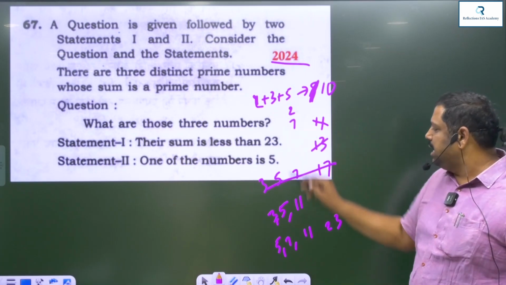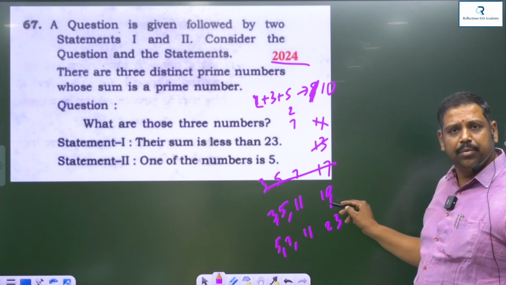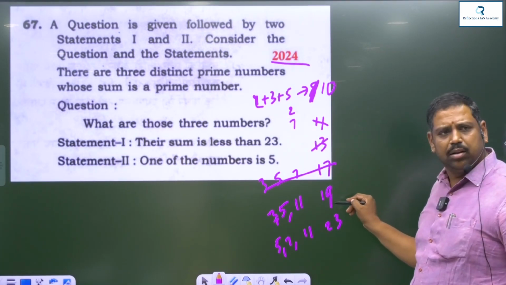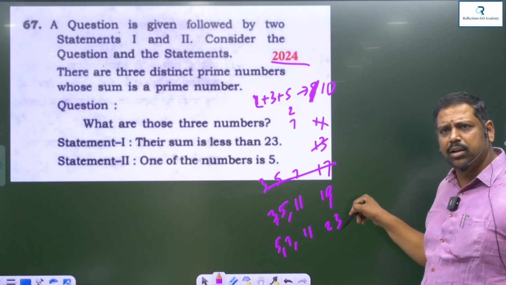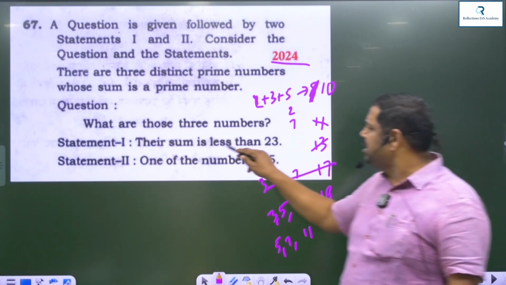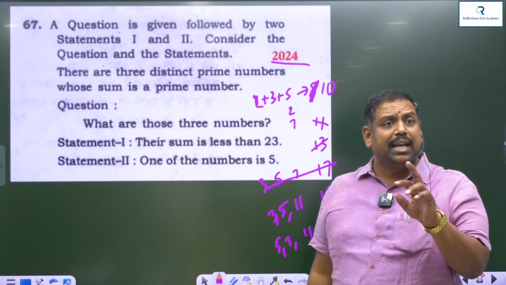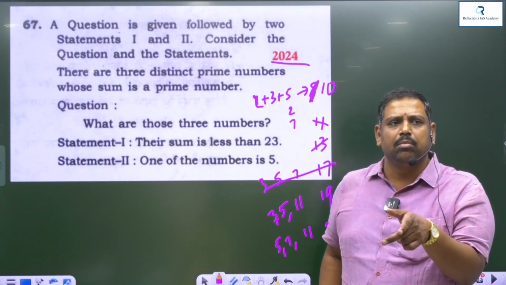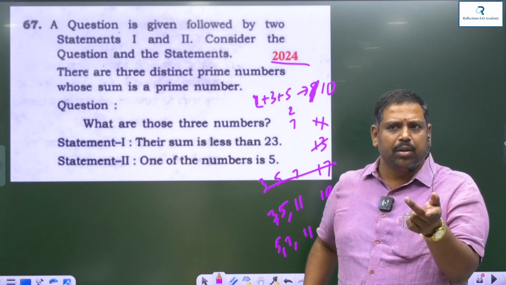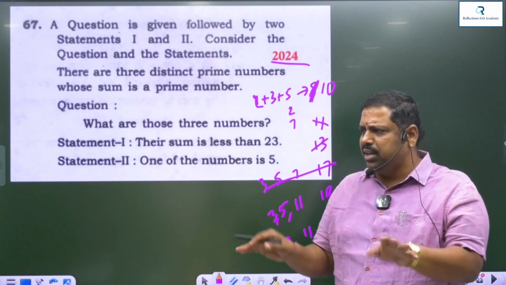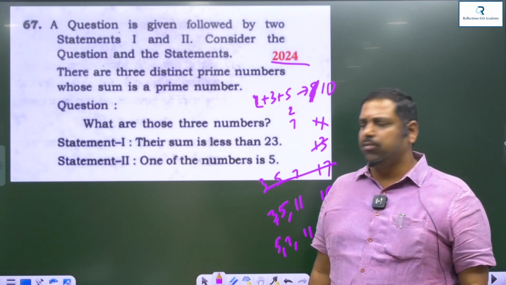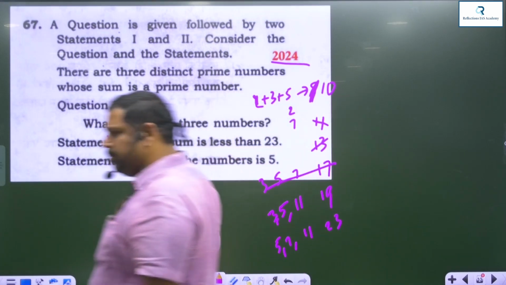Their sum is the sum of the 3 numbers, right? Yes, it can be 19. It can be 23 also, right? He is strictly saying that it is less than 23. He is not saying that it can be less than. It can be means a possibility. Is he giving a possibility or confirming that it should be less than? Confirming it should be. So, is the first one valid or invalid?